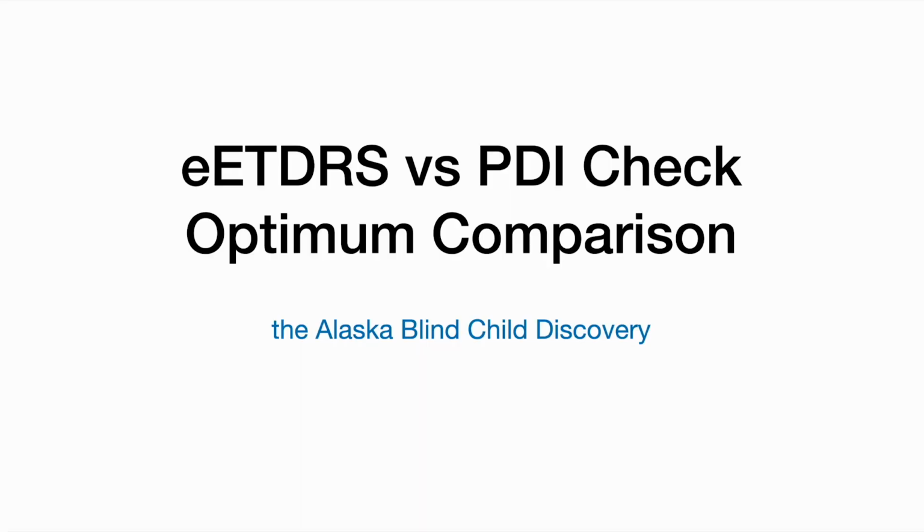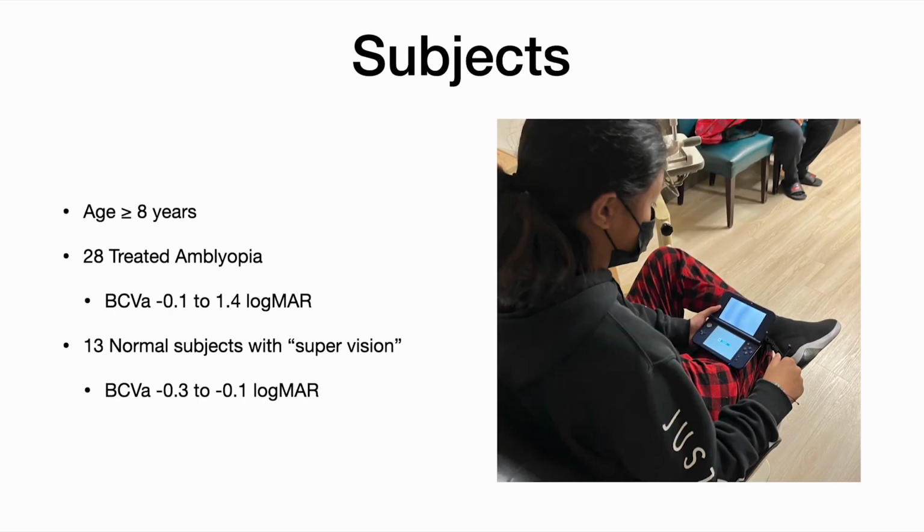To compare two different types of visual acuity testing, we employed the electronic eTDRS and compared it for distance with PDI Check dicoptic autostereoscopic rivalry visual acuity at near. The subjects were over 8 years of age, 28 had treated amblyopia, and 13 were normal with excellent vision.